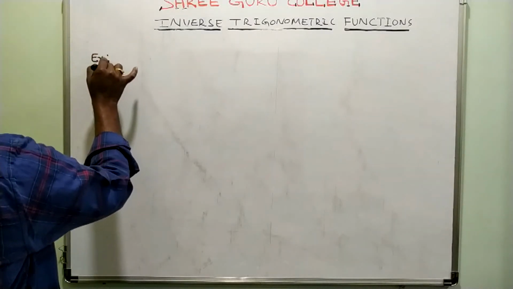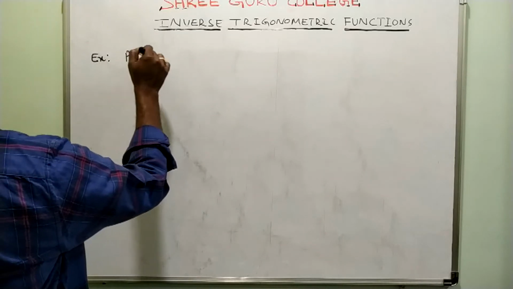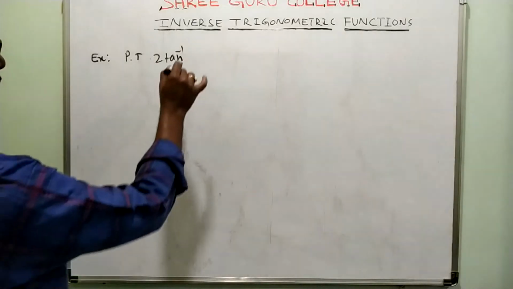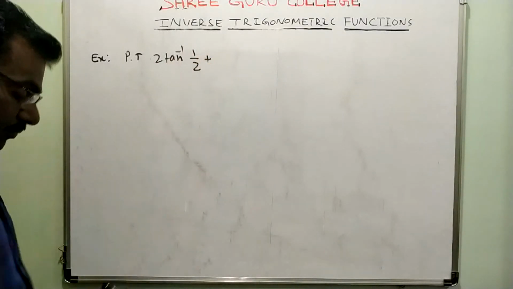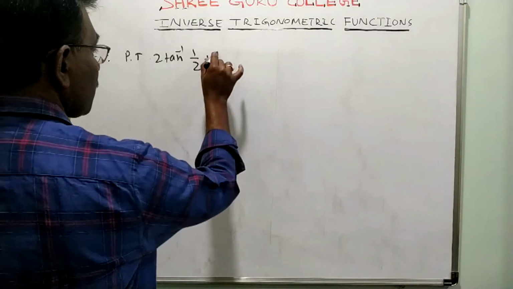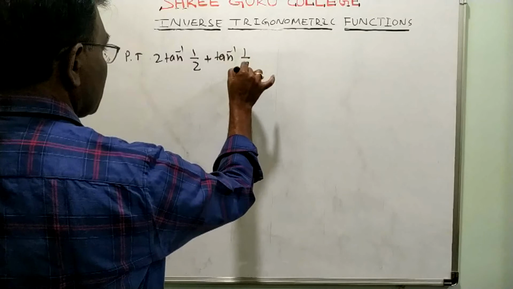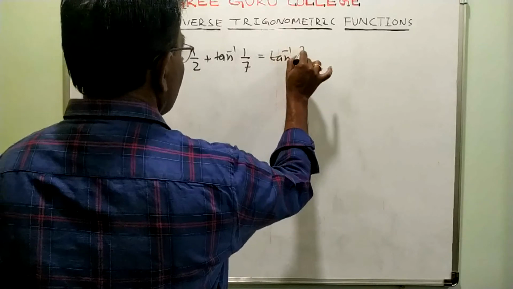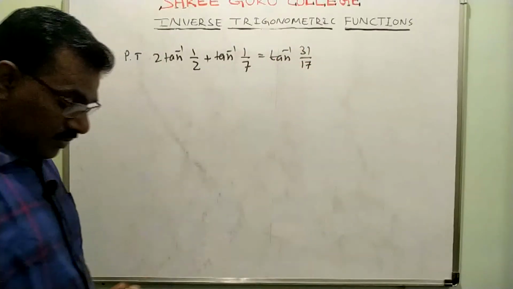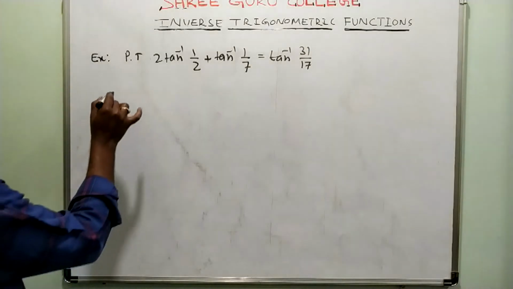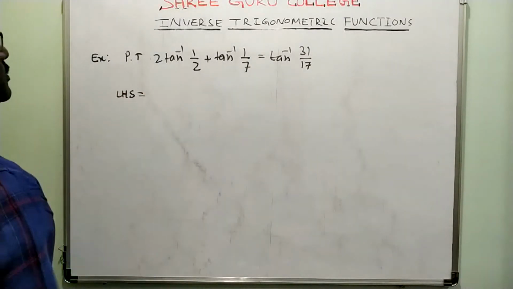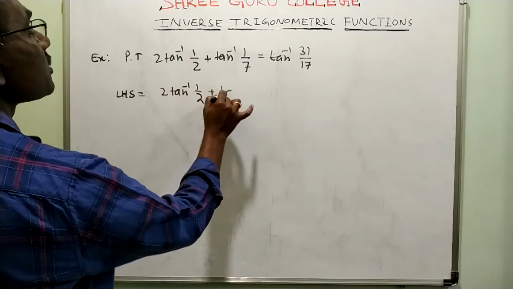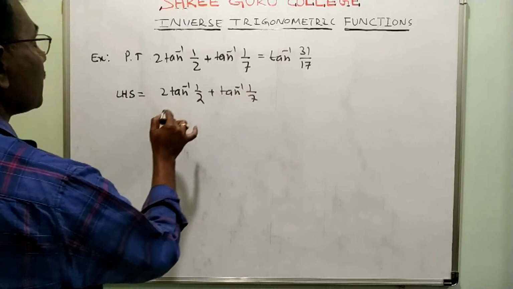Next example. Prove that 2 into tan inverse of 1 by 2 plus tan inverse of 1 by 7 is equal to tan inverse of 31 by 17. This is also the same: take LHS, 2 into tan inverse of 1 by 2 plus tan inverse of 1 by 7.